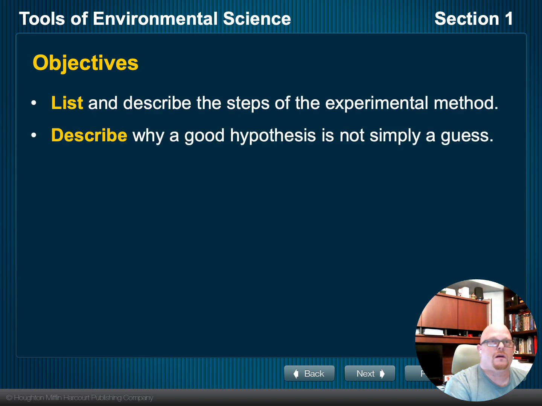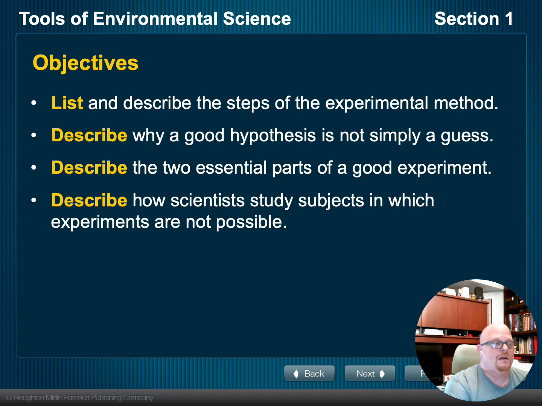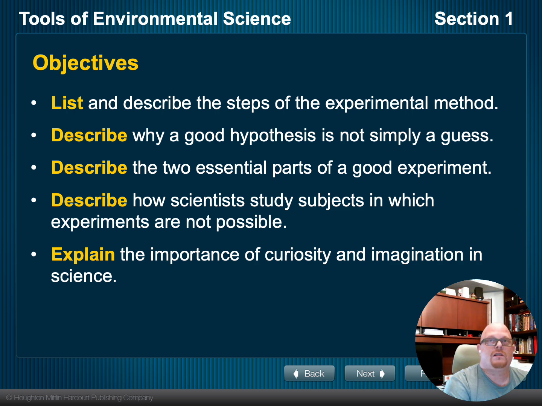Quickly, our objectives for this section one are to list and explain the experimental method, the scientific method, as we would say; explain why a hypothesis is simply not a guess; describe two essential parts of a good experiment, understanding that not all experiments are good, which we talked a little bit about before; describe how scientists study subjects in which experiments are impossible, things we're curious about but just can't really run an experiment on; and explain the importance of curiosity and the imagination in science.